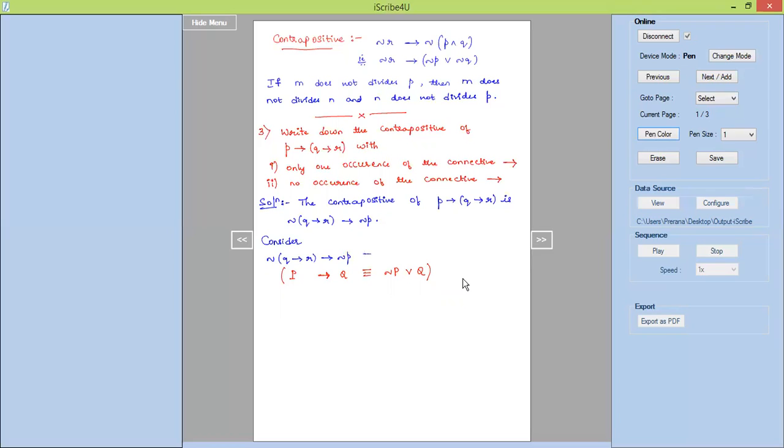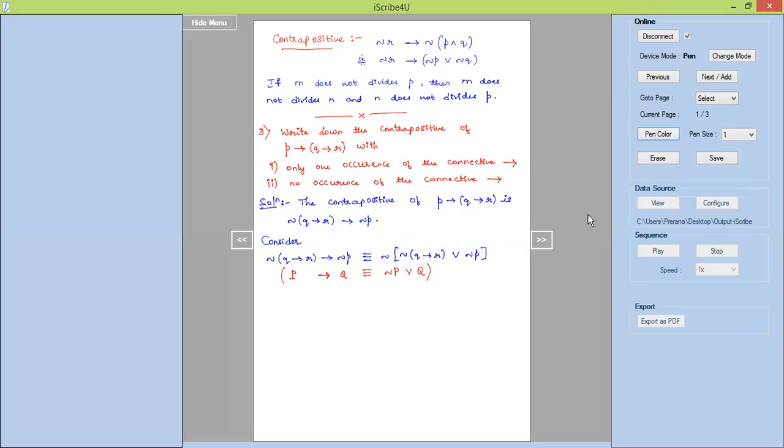So this will be logically equivalent to negation of negation P, P meaning Q conditional R, or negation P. We have removed the outside conditional symbol using the formula P conditional Q is logically equivalent to negation P or Q. So negation P or Q we have written.